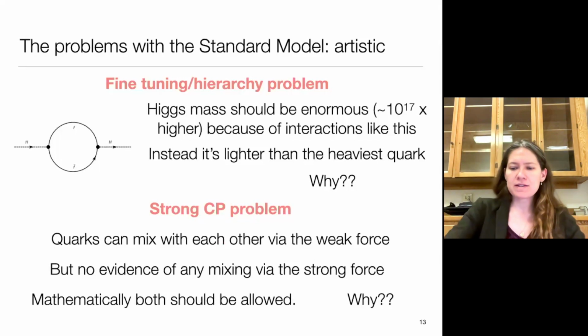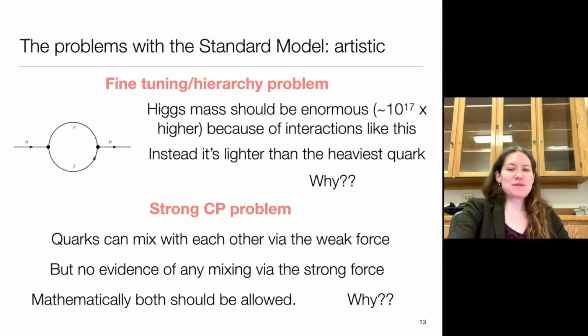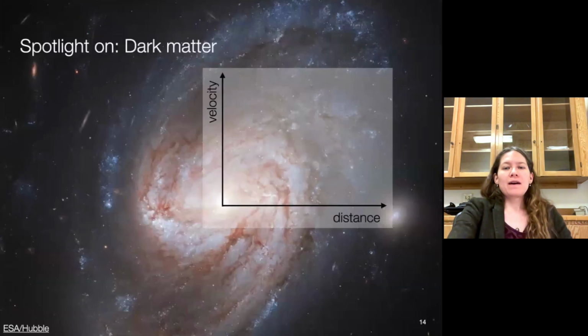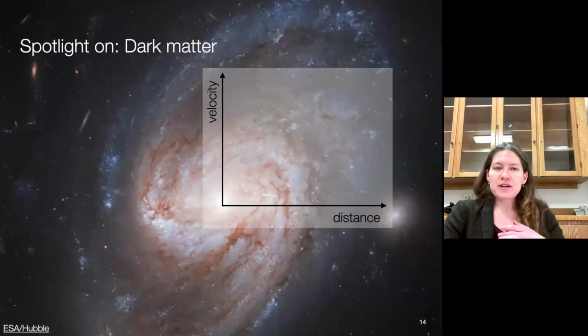So, okay, we've just taken 2 slides to go through a bunch of problems with the standard model. But as you can see, there's enough of them that it really starts to make a person wonder. Now I said I'd do a spotlight on dark matter, just one slide to tell you about it in case it's something that's new to you.